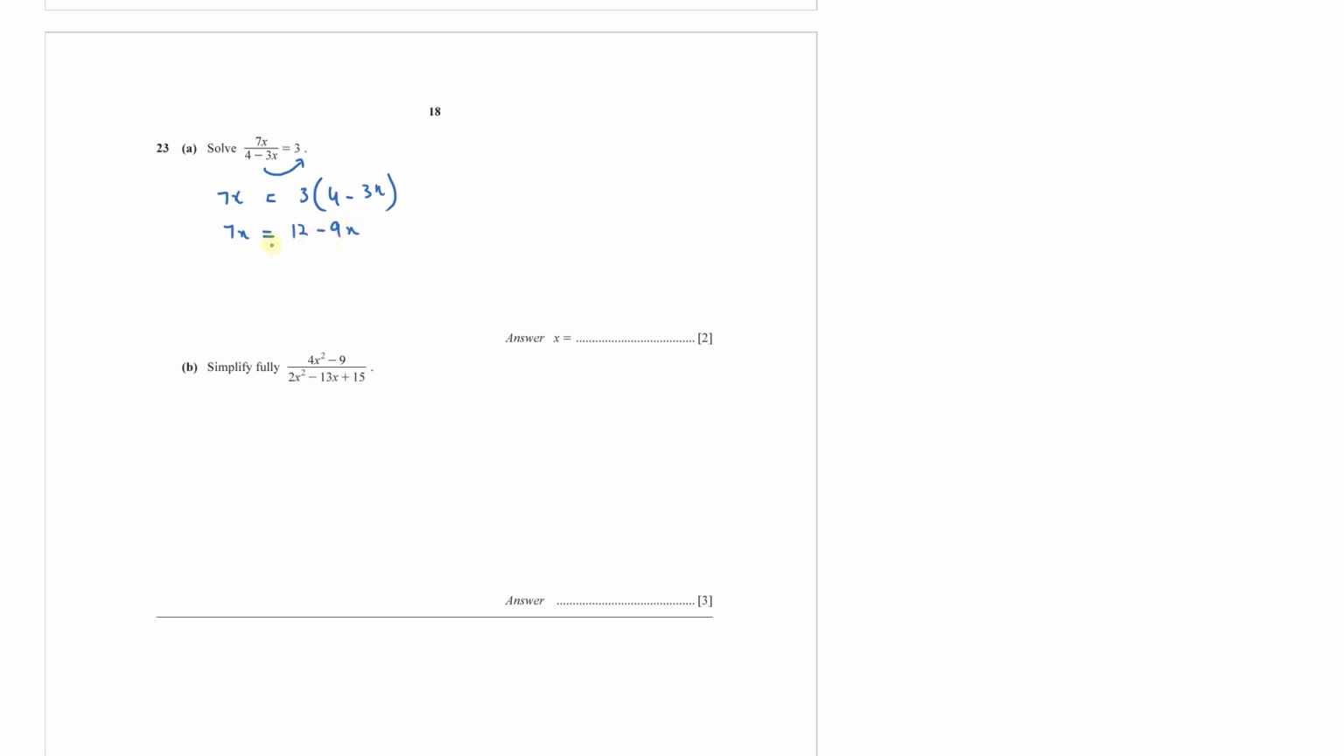So I can bring this 9x to this side. So 7x plus 9x equals 12. 9 plus 7 will give me 16x equals 12, and then x equals 12 over 16. And then I can divide them by 4. 4 threes are 12, 4 fours are 16. So 3 over 4.